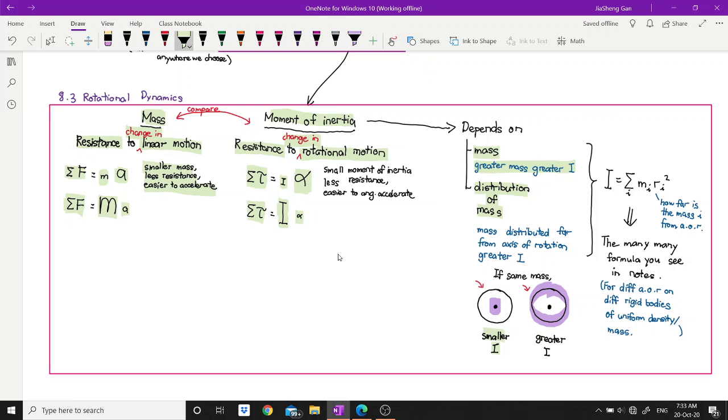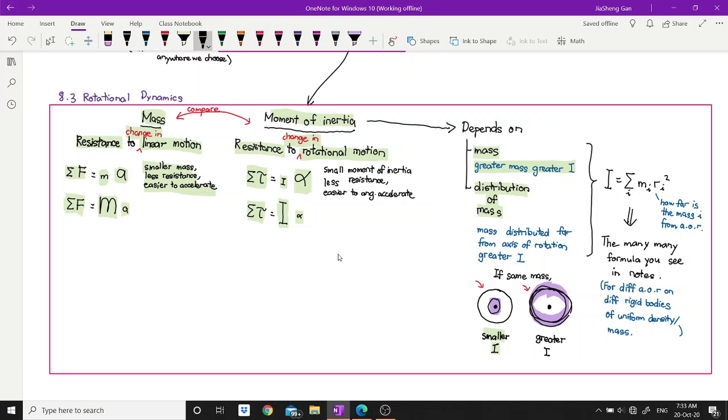Now, if you have an object of the same mass, but you push all the mass to the rim of this object, it's like you push all the mass. Let's say this thing is filled with sand. Before this, you concentrated all the sand near the center. Now you push all the sand to the surrounding. If you push all the sand to the surrounding and you rotate it, you have a greater moment of inertia.